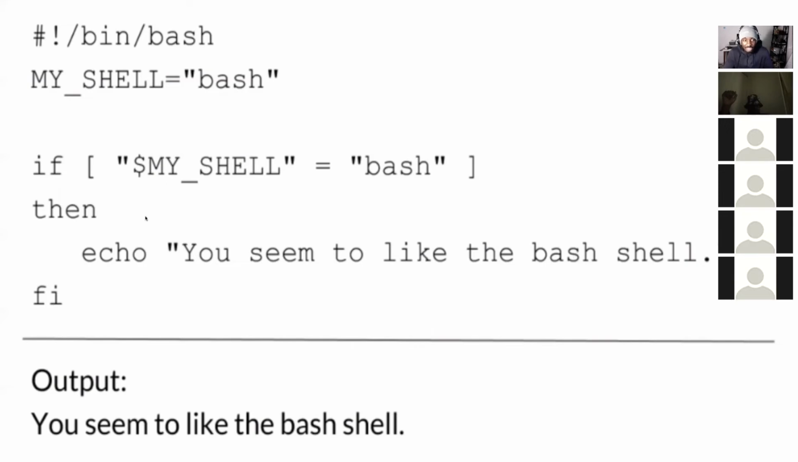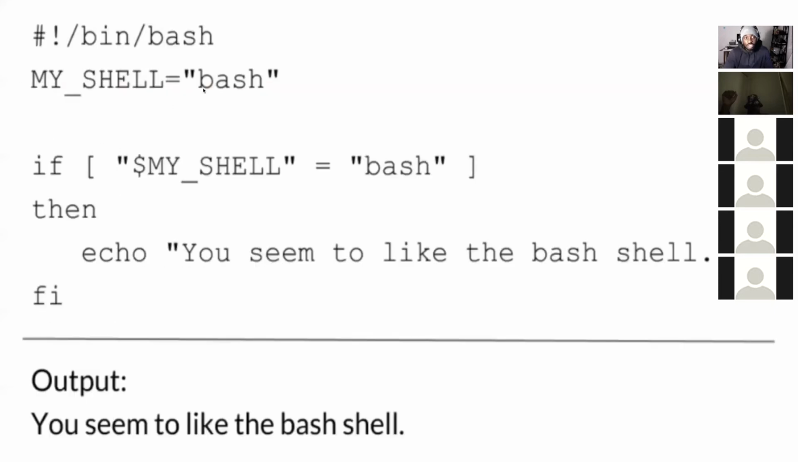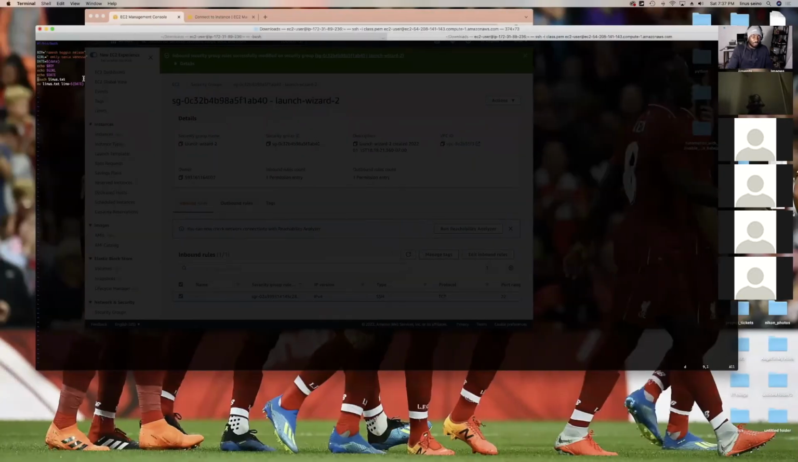So I'm essentially testing something that's already true. Remember, I stored my shell as bash. So I'm just using if to check if my shell equals bash, which it does, as you can see here. Then I want you to echo this. This is one of the basic tests that you can do on your machine. So let me go ahead and do this real quick, so you can see it in real life.